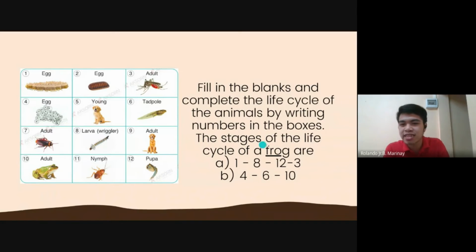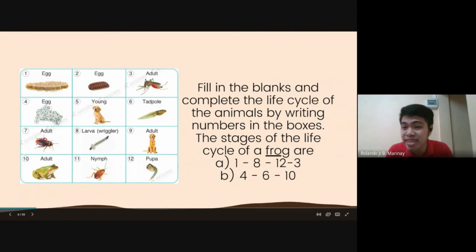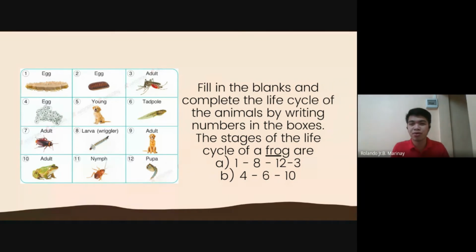Next, the stages of the life cycle of the frog. Is it A or B? You don't have to say it, just write it on your book, okay? Okay, Earth is finished. Good job. You have 1 minute for this one. Okay, I think time is up.